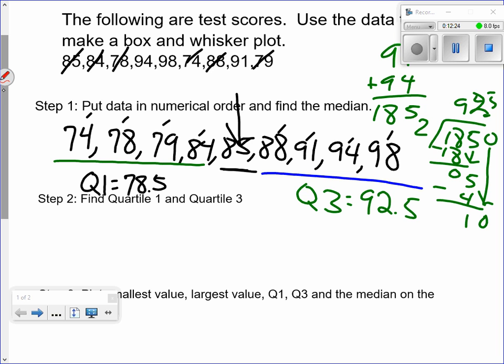Our Q1, or quartile 1, ends right here, doesn't it? First quarter. Our second quarter ends at halftime. Right there, right? Our third quarter ends right here, right? And our fourth quarter ends at the end of the game.